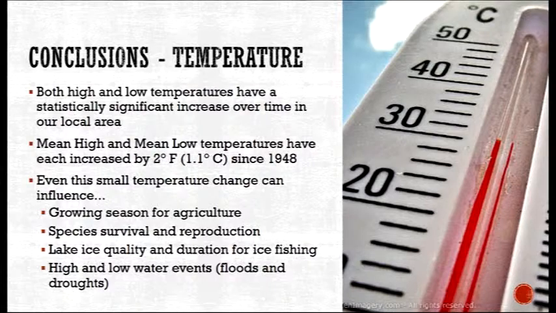In conclusion, for temperature, both high and low temperatures have significantly increased over time in our local area. Mean high and mean low temperatures have each increased by 2 degrees Fahrenheit or 1.1 degrees Celsius since 1948. Even this small temperature change can influence things like growing season for agriculture, species survival and reproduction, lake ice quality and duration for ice fishing, and high and low water events or floods and droughts.